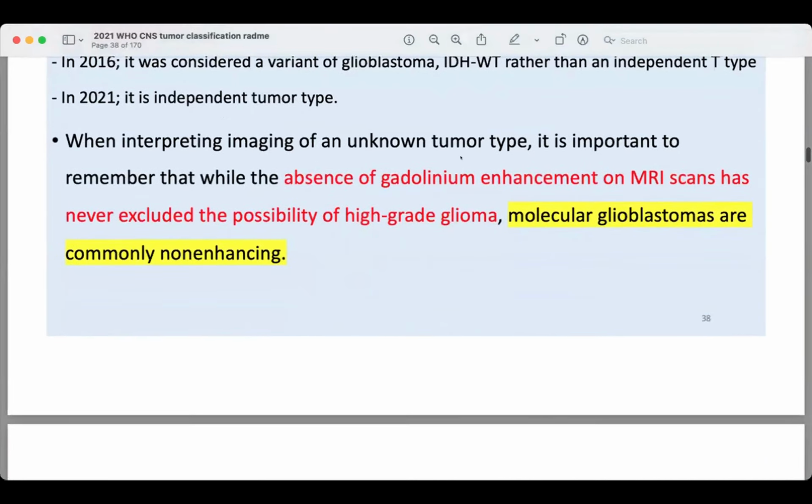And the fact that the enhancement is not correlated with the aggressiveness or higher grade of the tumors. Not always is this the rule. Sometimes there are higher grade tumors, but they are not so enhancing.